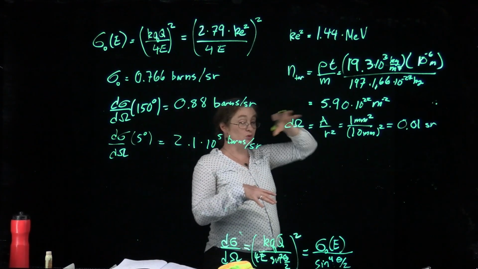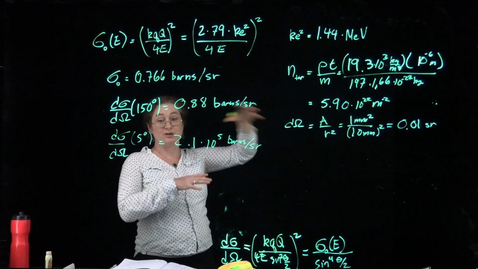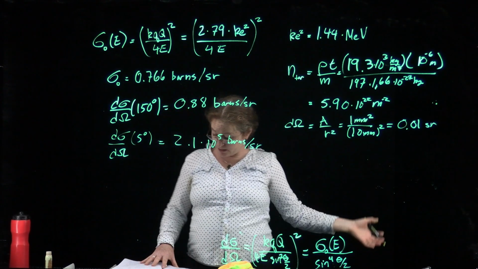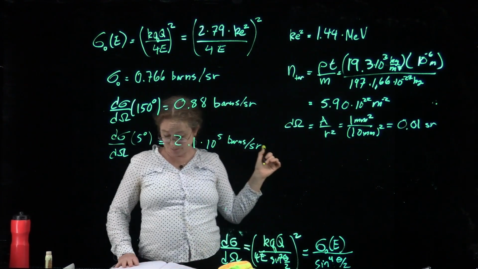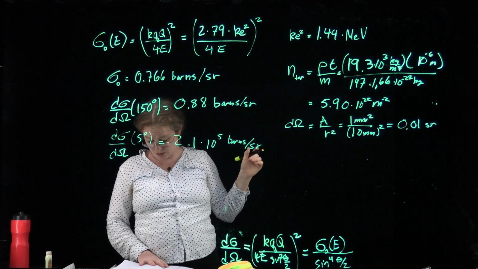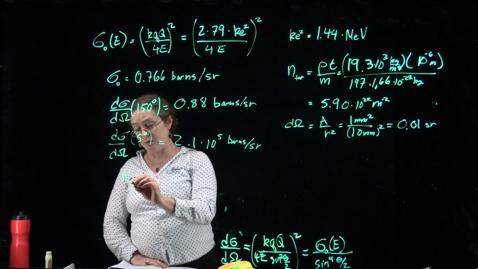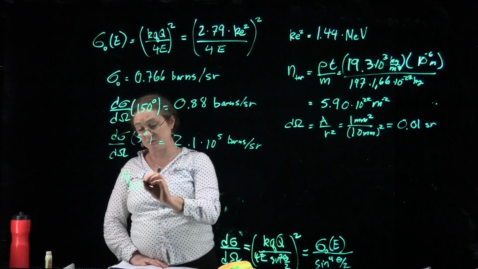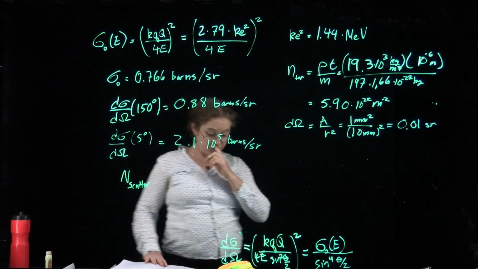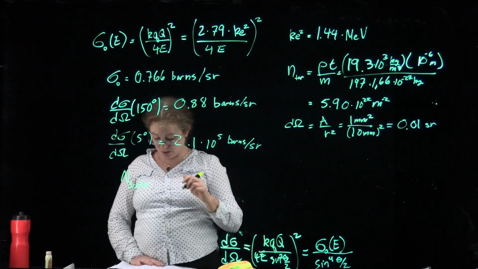But you can move the screen around so that you can detect different parts of the cross-section. And then you can look at the number of alpha nuclei which were actually scattered.